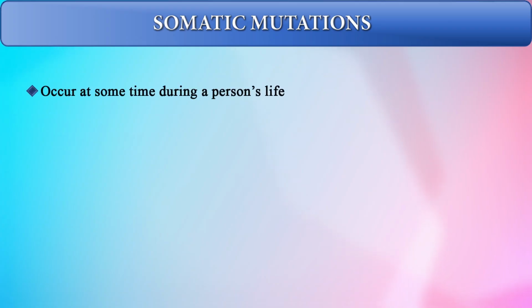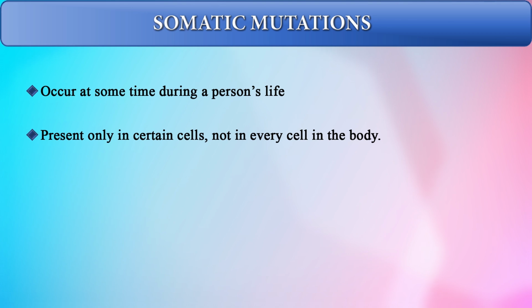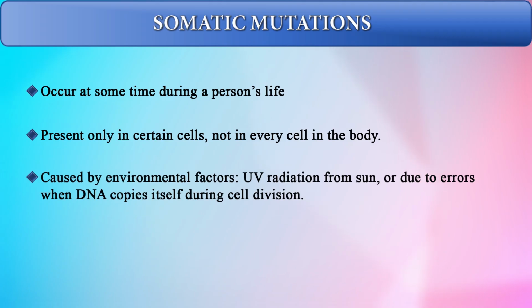Somatic mutation. This is not inherited from our parent. It can occur at some time during a person's life. It is present only in certain cells, not in every cell of the body. It is caused due to environmental factors, UV radiation from the sun, or errors when the DNA copies itself during the cell division process, and this somatic mutation will not be transferred to the next generation.